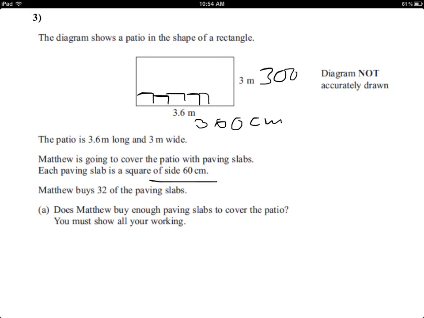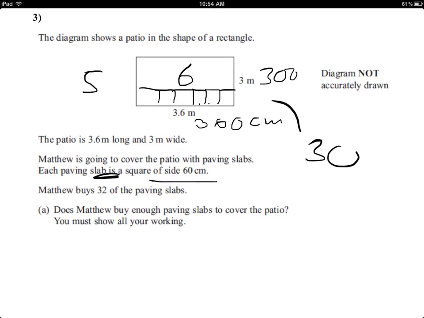I've not drawn that very well. Let's try that again. You're going to get 1, 2, 3, 4, 5, 6. And this way you're going to get 5. So you're going to get 5 by 6. Okay, 5 times 6. Alright, and that's going to mean we're going to need 30 slabs. 30 slabs. Well, we bought 32. So yes, we have enough.